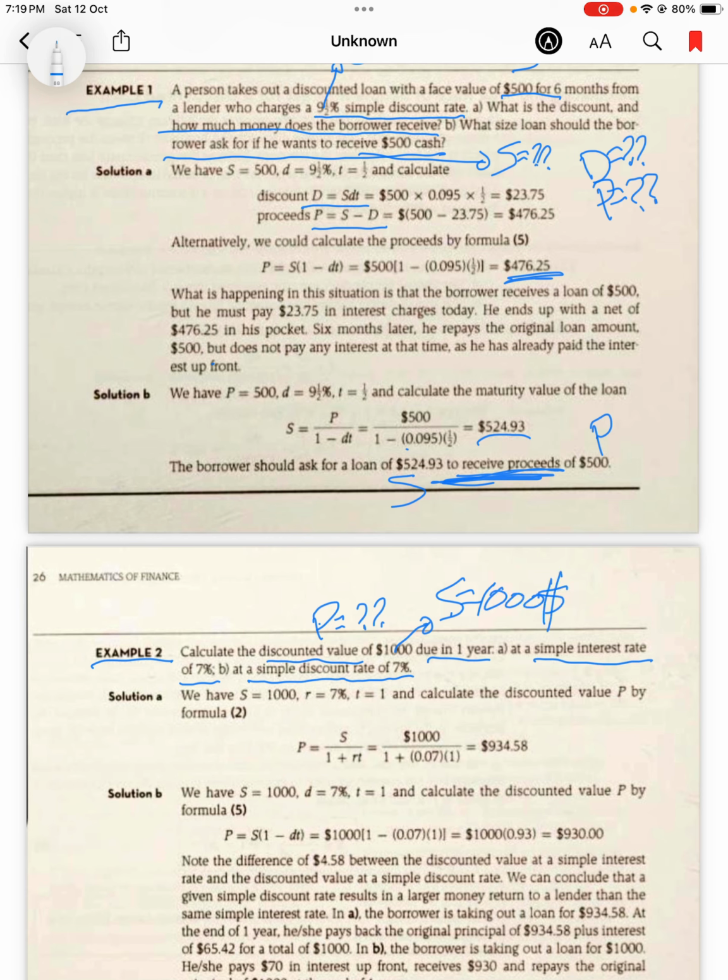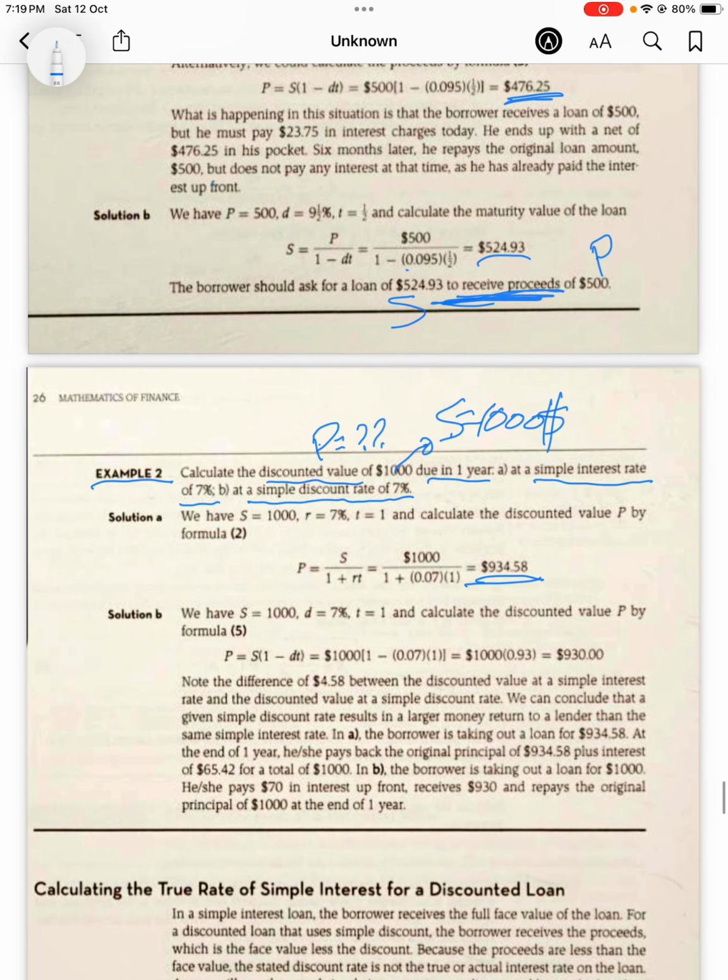In order to calculate B, B equals S over 1 plus RT. Here R is 0.07, which is 7 over 100, and T is 1 year. You will have this. But if we have a simple discount rate, d equals 7%, then B equals S multiplied by 1 minus dt, then you will have 930.0.